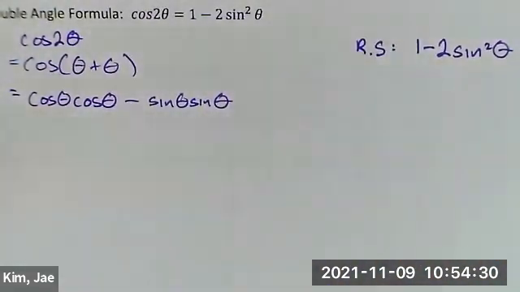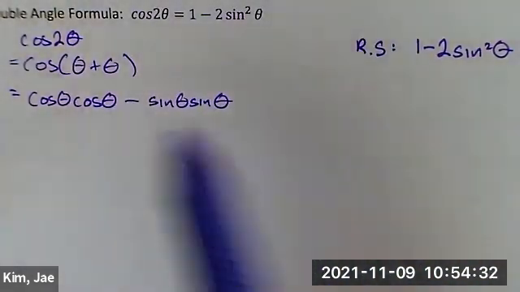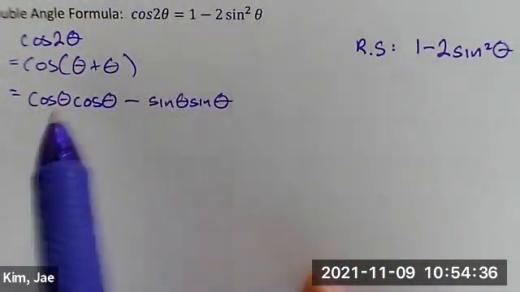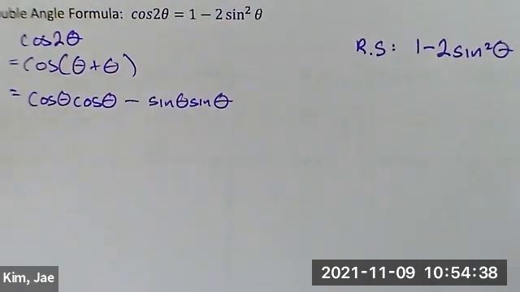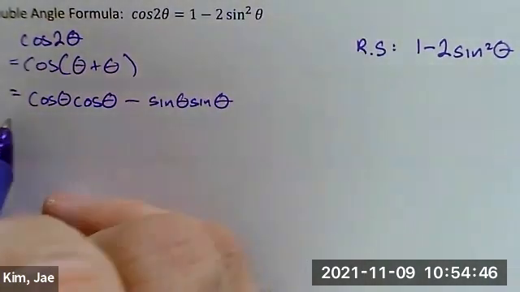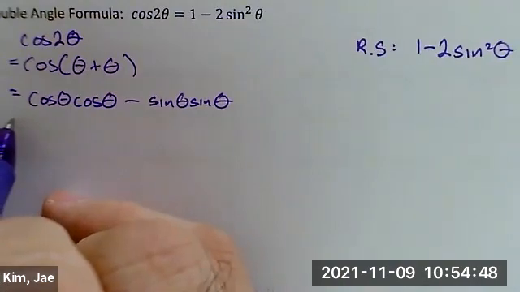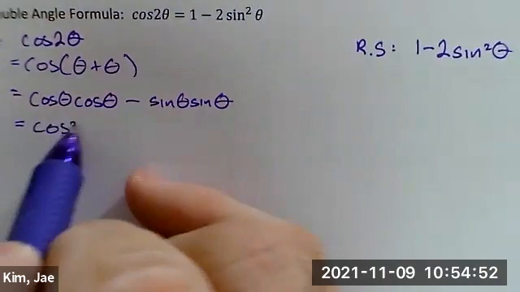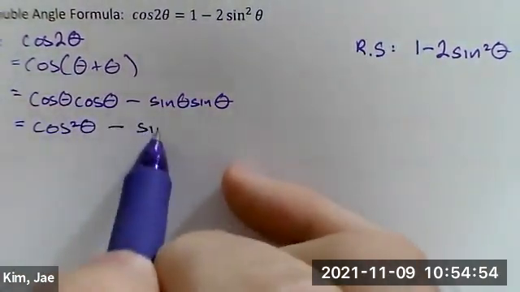Remember, the goal for identities is to try to make one side look like the other. Here I have single cos and a cos. On the right side, I have a square. What do you think might be a good idea? So how about rewriting this as squares?